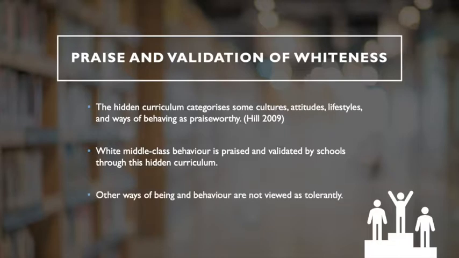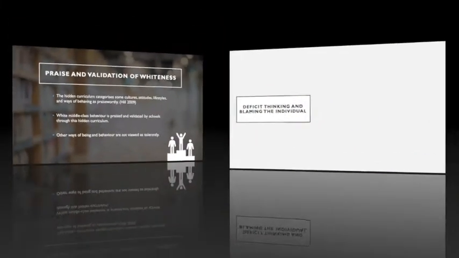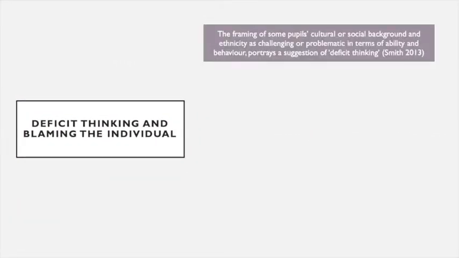Conversely, other ways of being and behaviour are not viewed as tolerantly. Instead, they are often regarded as regrettable, alien, or even threatening, and suitable subjects for exclusion from academic expectation and success. The continuous framing of some pupils' cultural or social backgrounds and ethnicity as challenging or problematic in terms of ability and behaviour portrays a suggestion of deficit thinking, implying these pupils' academic motivation and cognitive capabilities are limited.